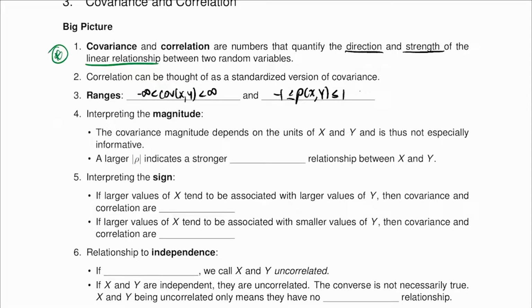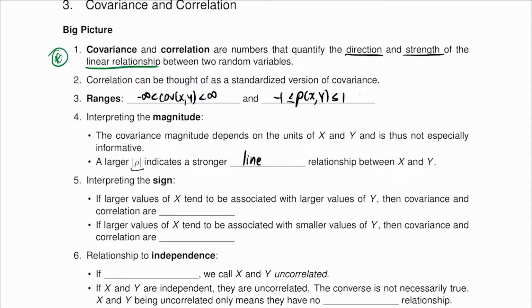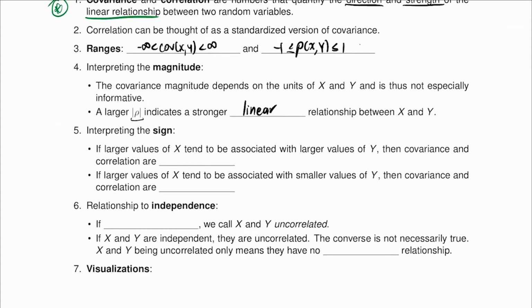To interpret the magnitude, the covariance magnitude depends on the units of x and y, and is thus not especially informative. On the other hand, a larger value for the correlation indicates a stronger linear relationship. Remember that it's always a linear relationship between x and y.